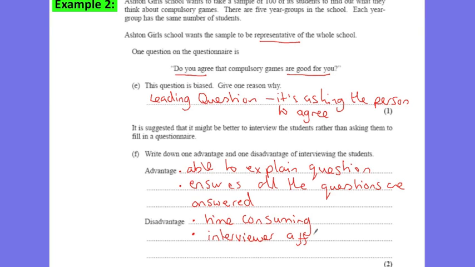So for example, if the head teacher was asking all the students, the interviewer may affect the responses, the answers given by the students. So if, for example, you're sitting there in front of your head teacher and having to answer the question, because it's your head teacher, you might not give them the response you would if you were writing it down on a questionnaire. So that's one of the disadvantages of actually interviewing rather than filling in a questionnaire.